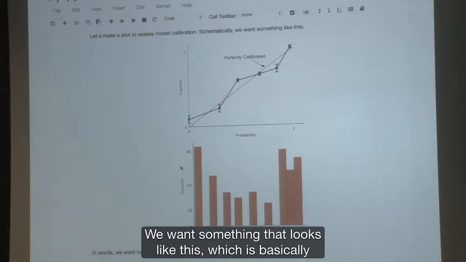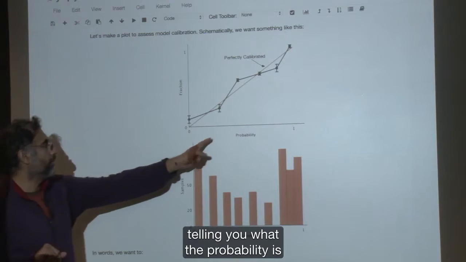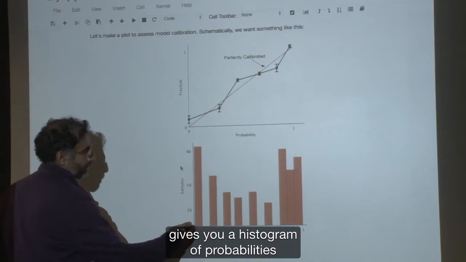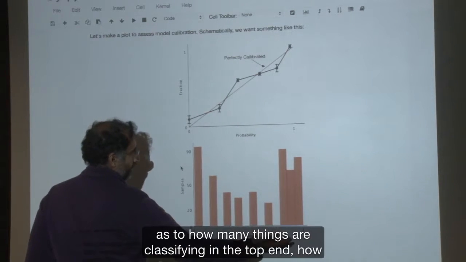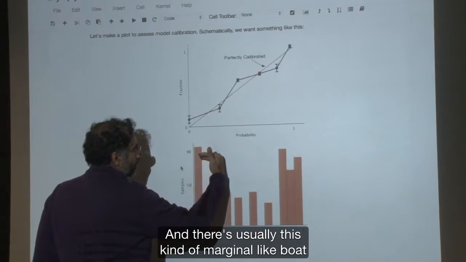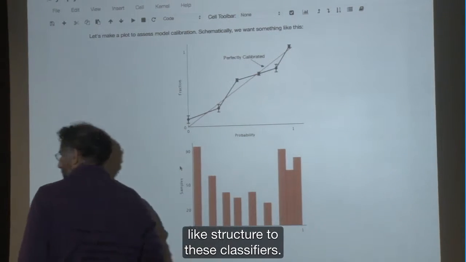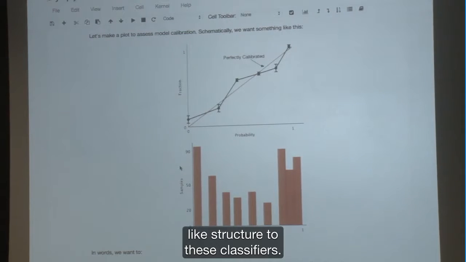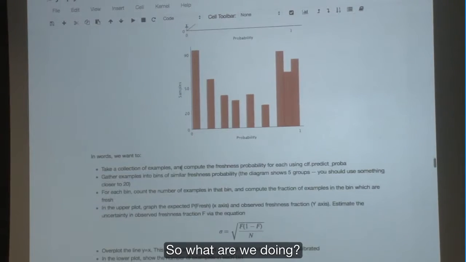We want something that looks like this, which is basically telling you what the probability is against the empirical fraction, and also gives you a histogram of probabilities as to how many things it's classifying at the top end, how many at the bottom end. And there's usually this kind of marginal, boat-like structure to these classifiers. So what are we doing?